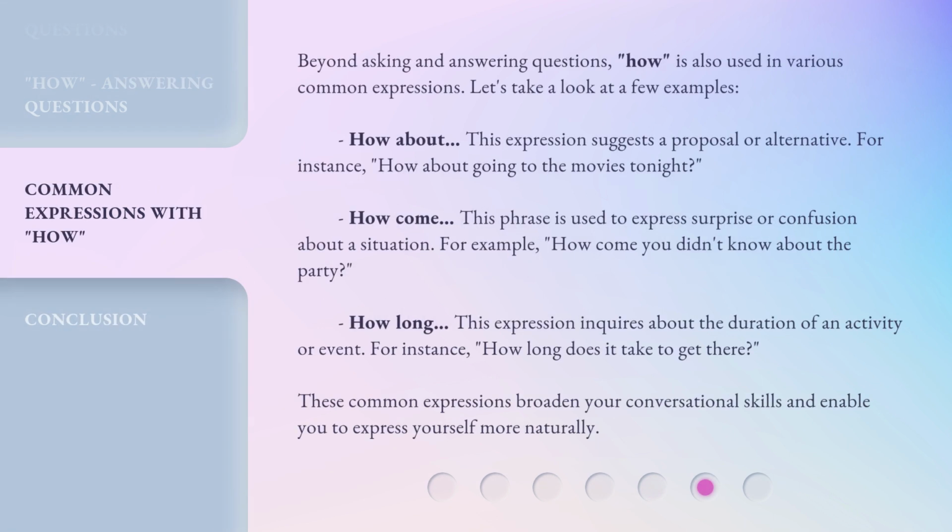Beyond asking and answering questions, how is also used in various common expressions. Let's take a look at a few examples. How about: this expression suggests a proposal or alternative. For instance, how about going to the movies tonight? How come: this phrase is used to express surprise or confusion about a situation. For example, how come you didn't know about the party?